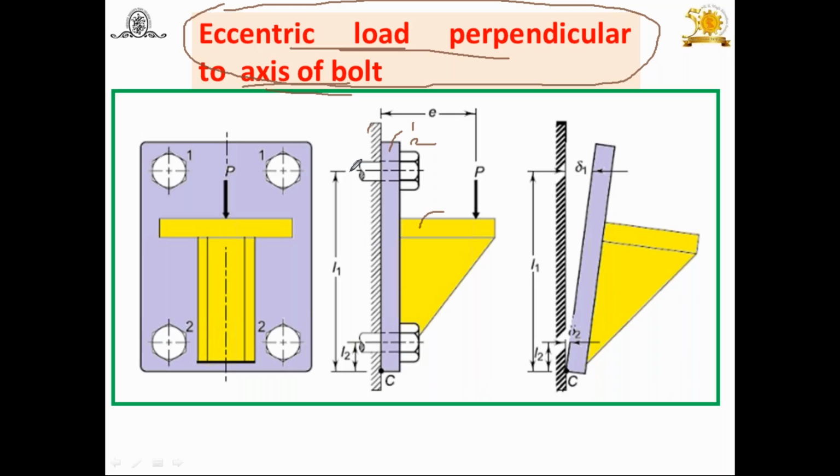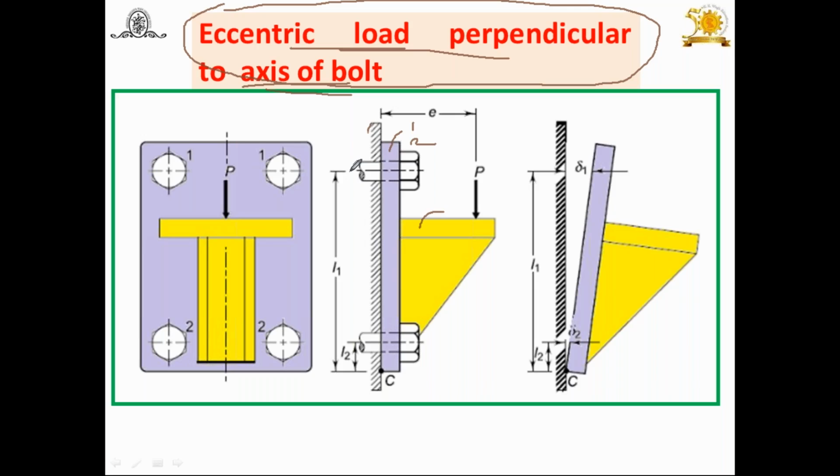Second assumption, the bolts are fitted in reamed and ground holes. Why reamed and ground holes? That means there is no interference between the hole and the bolt. That's why reamed and ground holes. This is the second case.